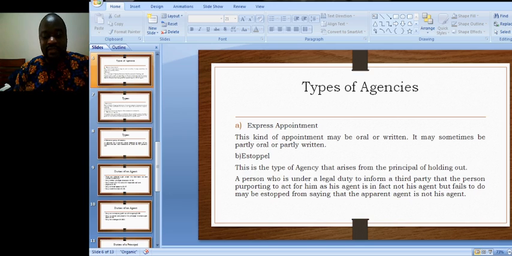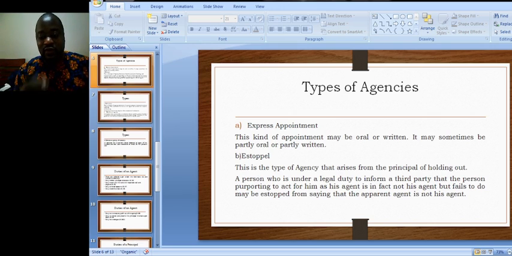Holding out means someone acting as if he is part of the company, yet he is actually not. But you find that that someone is so involved in the business of that company to the extent that he's even known by the owners of that company. And they even go ahead and execute business with him. That is what we mean by holding out.